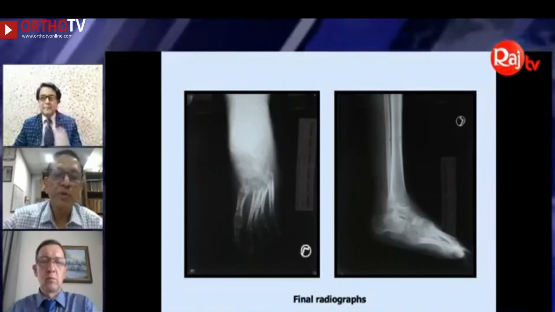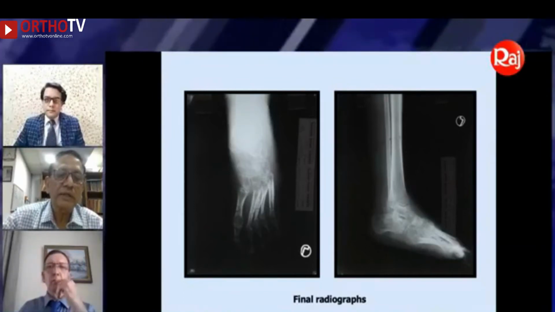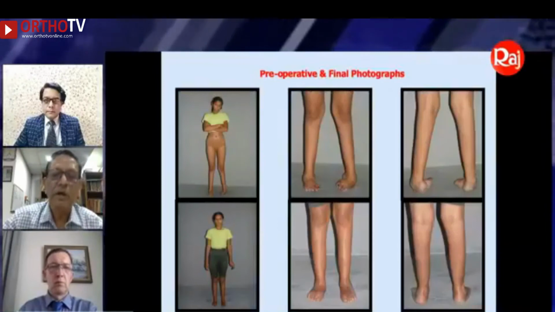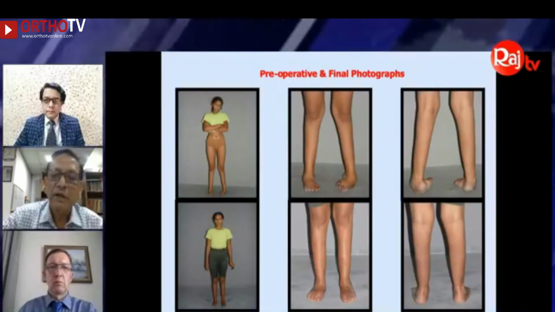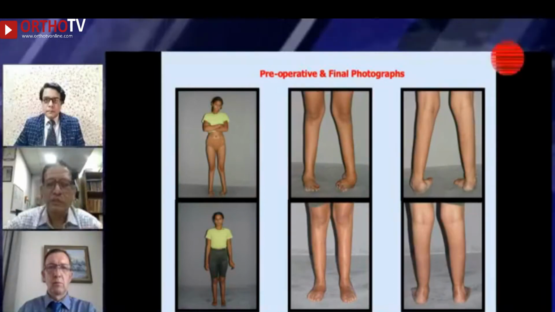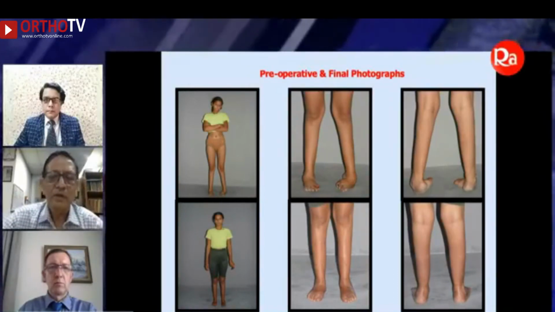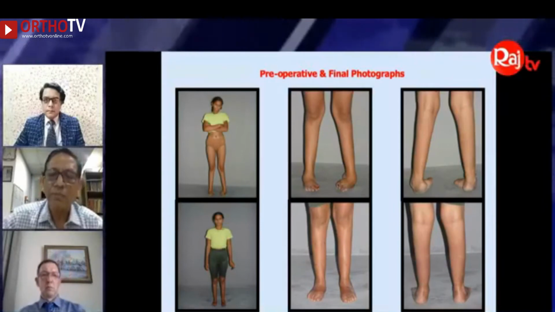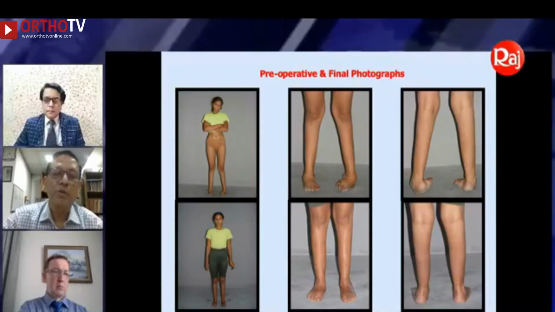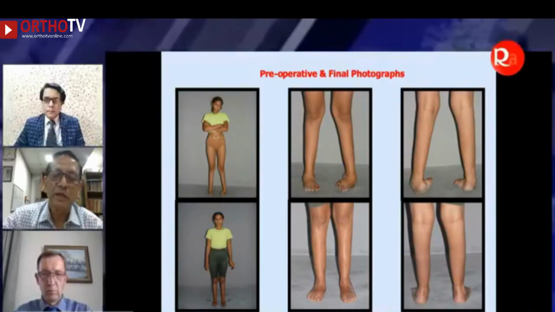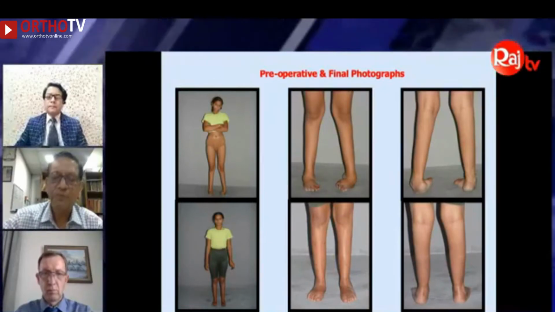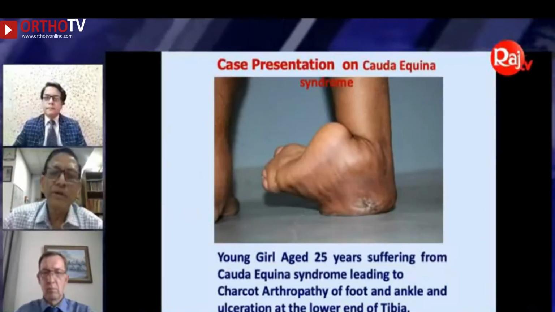So you can see that beautifully all the deformity has been corrected, adduction has been corrected, equinus has been corrected. And in the last, this is the photograph of the girl. For many years we were doing post-operative surgery or many other surgery, and a lot of scarring takes place. But with Ilizarov, the foot looks to be a normal foot there. How severe it was. You can see after the surgery, it has become completely normal.